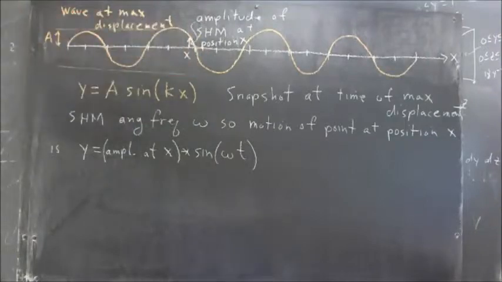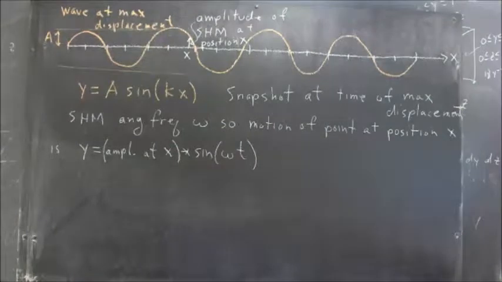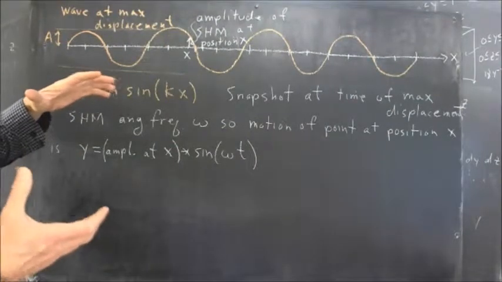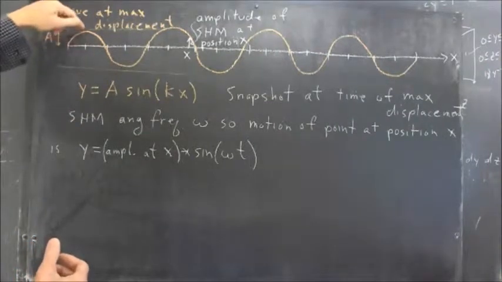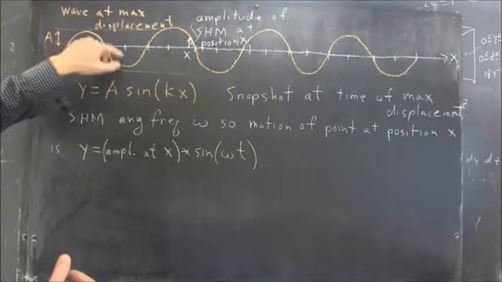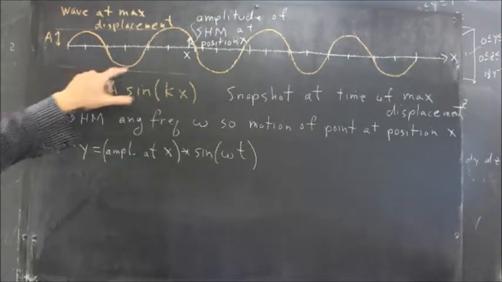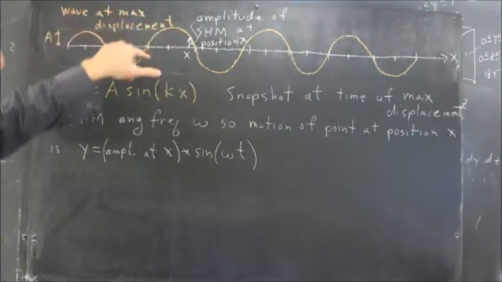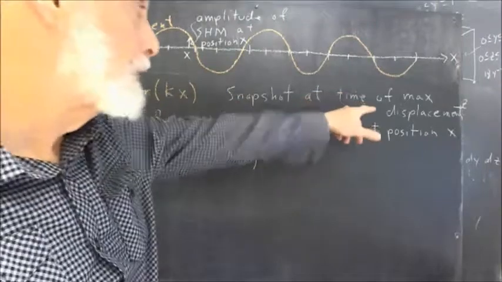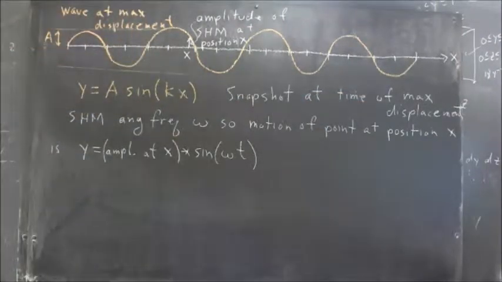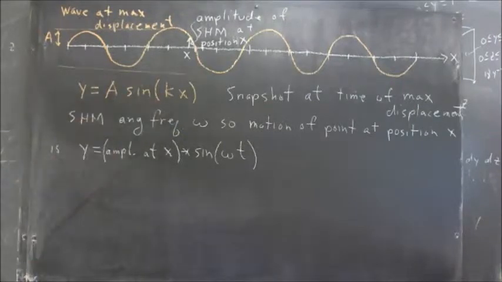Okay, the whole point is, here's a spatial picture of the wave at a maximum amplitude, and there's another possible spatial picture of the same standing wave at a maximum amplitude where the maximum displacement is on the other side of the axis, so that this peak would become a valley, this valley would become a peak. Here's a snapshot at the time of maximum displacement, and the equation of that wave is A times the sine of kx.